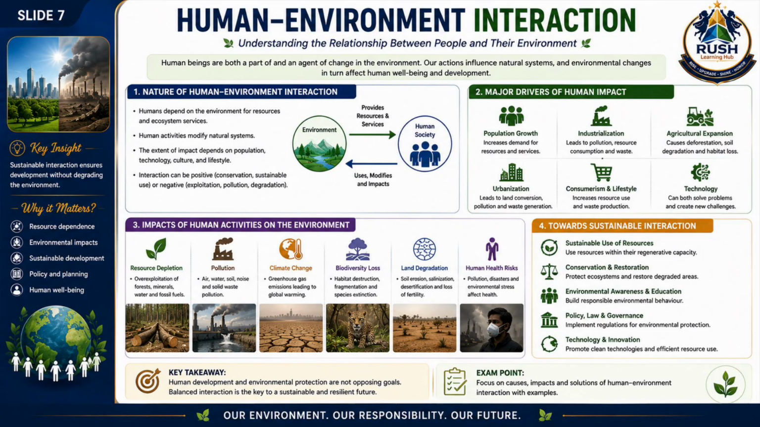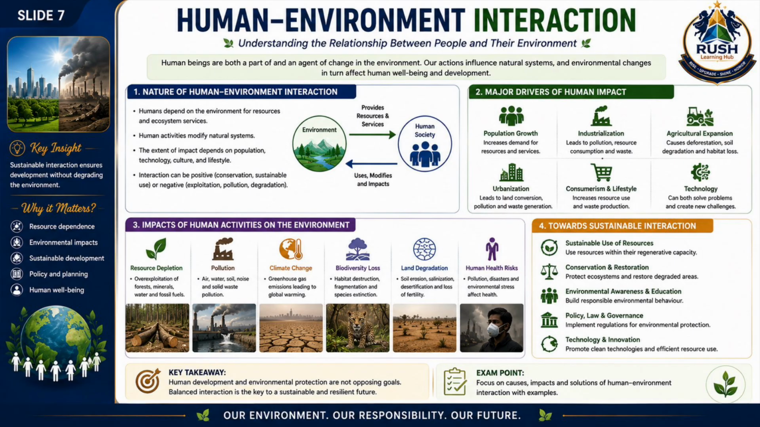Climate change is another critical environmental issue. The burning of fossil fuels, industrial activities, and deforestation increase greenhouse gas concentrations in the atmosphere. This enhances the greenhouse effect and contributes to global warming and climate change. Human activities also contribute to biodiversity loss. Habitat destruction, overexploitation, invasive species, pollution, and climate change are major causes of species decline and extinction worldwide.